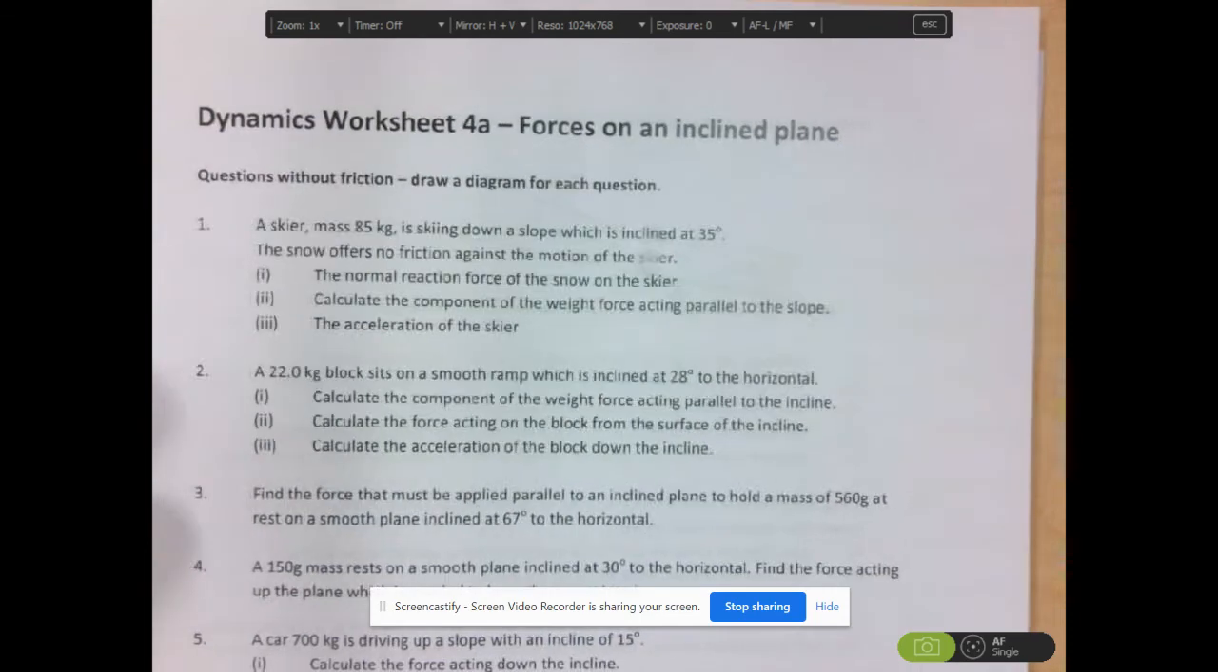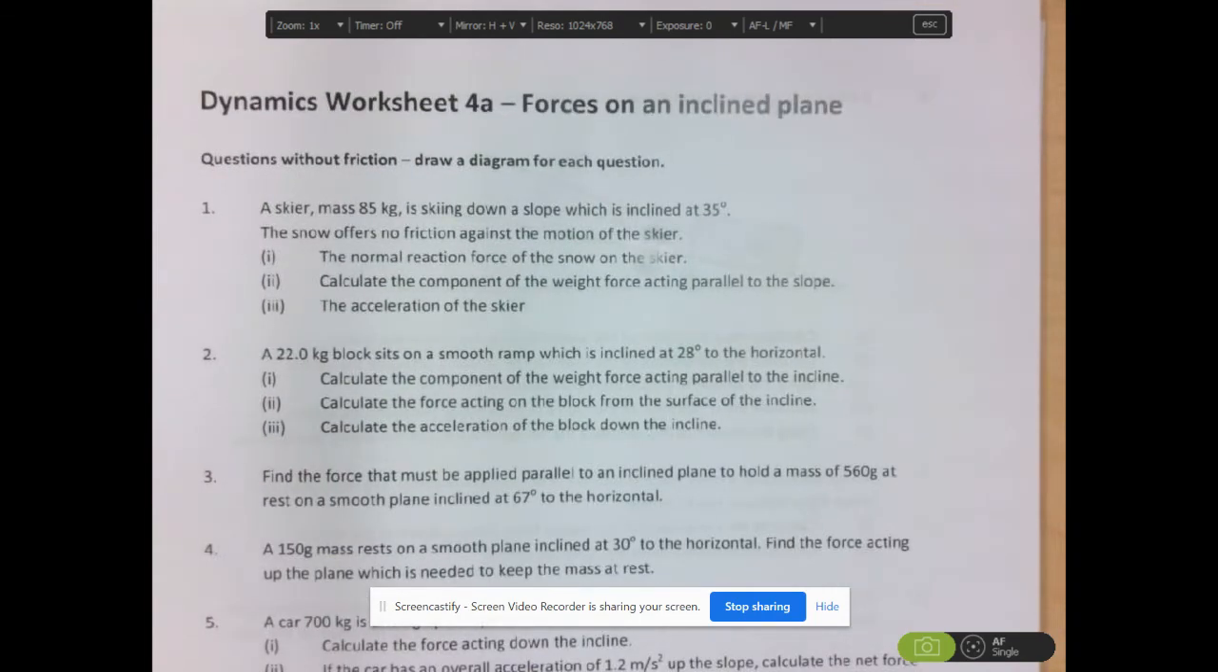Welcome back. Now I'll be doing a few of these selected solutions to the Dynamics Worksheet 4A, which you find in the Compass link. So just to get you started, we'll do the first couple together and then I'll let you go off, and then I might do one of the harder ones towards the end.